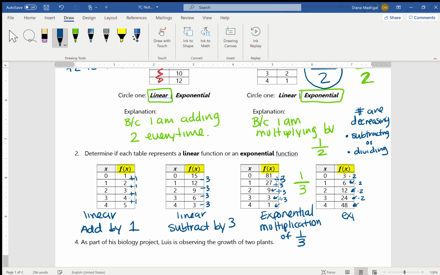So this one is exponential because I'm multiplying by 2.